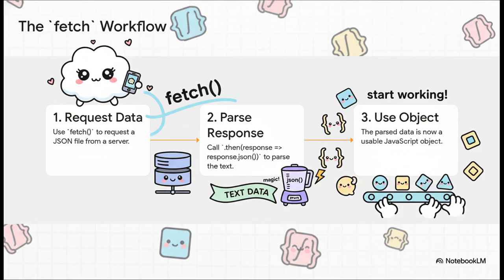Then you just call the .json method on that response. And that's the magic right there. It safely and efficiently parses all that text for you. What you get out is a native JavaScript object ready to go. You can start working with it immediately.